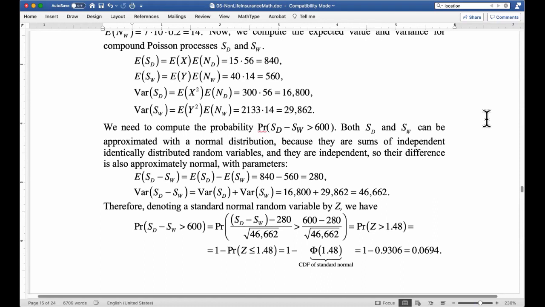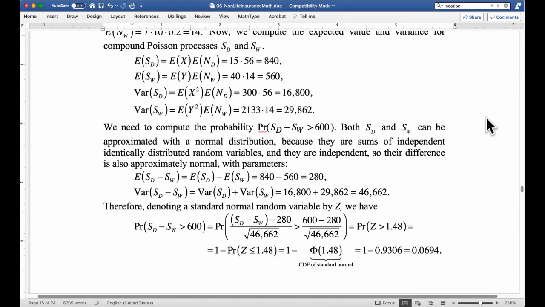Now, both S sub D and S sub W can be approximated with a normal distribution because they are sums of independent, identically distributed random variables, and they are independent. So their difference is also approximately normal. Every time you add or subtract independent normal random variables, the sum is normal, or the difference is normal. The mean of the difference is 280. And the variance of the difference, because they're independent, is the sum of the variances. And so we get 46,662.